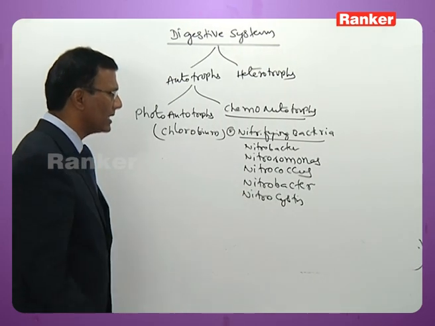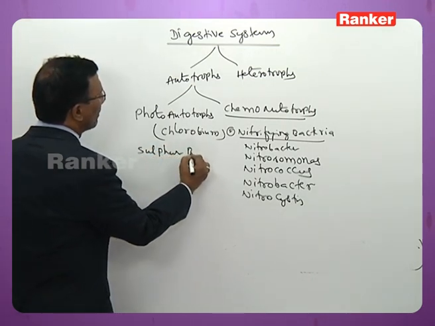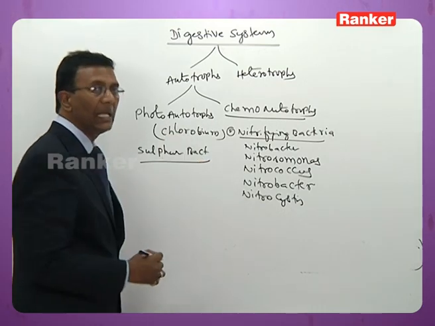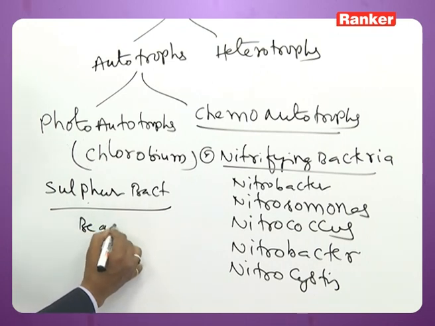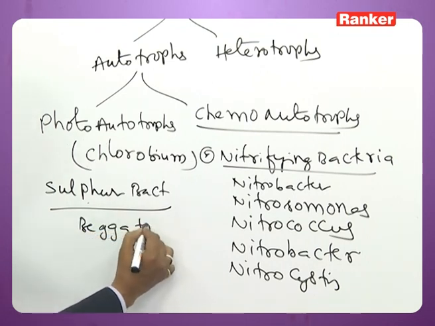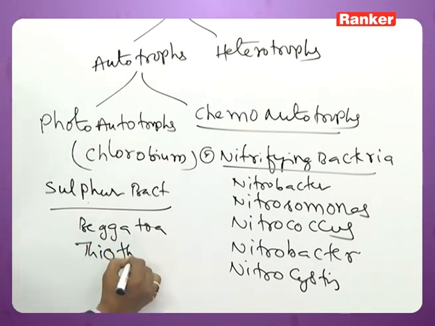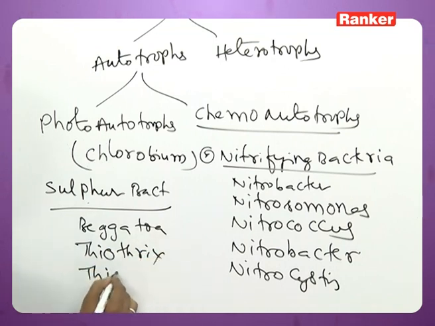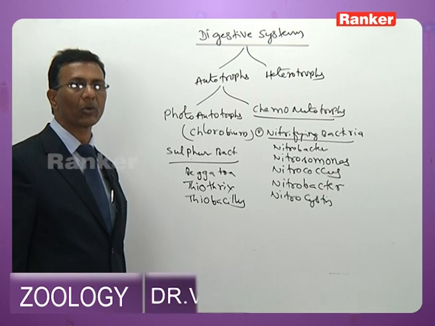Apart from this, there are some sulfur bacteria which also come under this chemoautotrophic group. They are Beggiatoa, Thiothrix and Thiobacillus. Beggiatoa, Thiothrix and Thiobacillus are sulfur bacteria. So like this, these autotrophs are classified into the photoautotrophic group and the chemoautotrophic group.